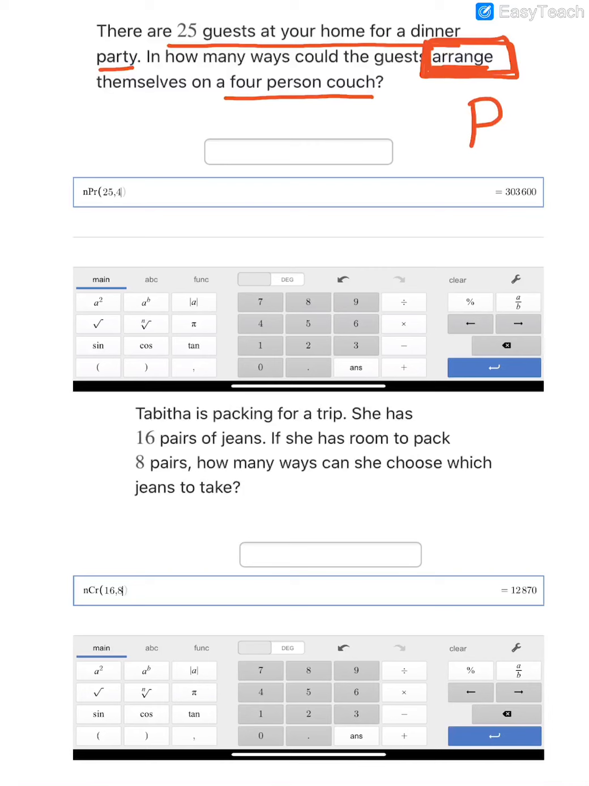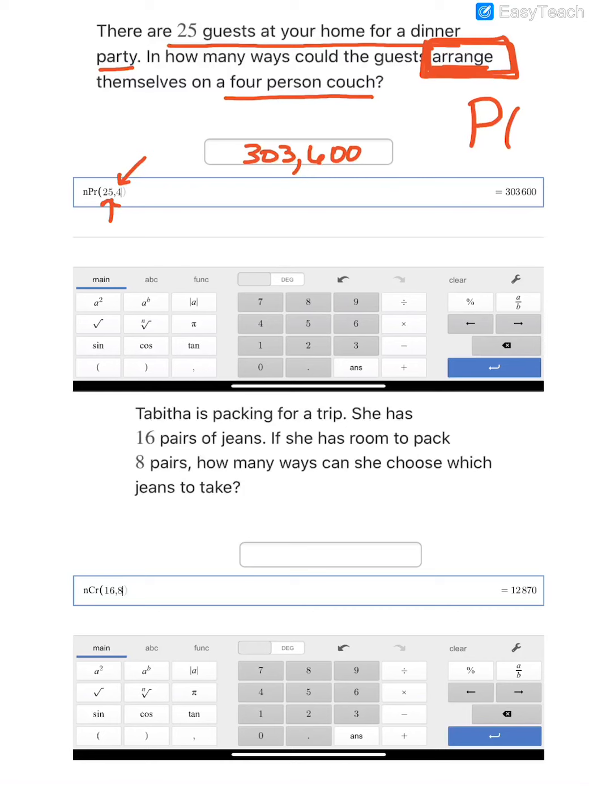They are choosing from 25. So if I'm using the Desmos calculator, you can see here I put the 25 first, and then how many people are they choosing? They are choosing the 4. So in this case, there would be 303,600 total different ways they could arrange themselves on a couch.